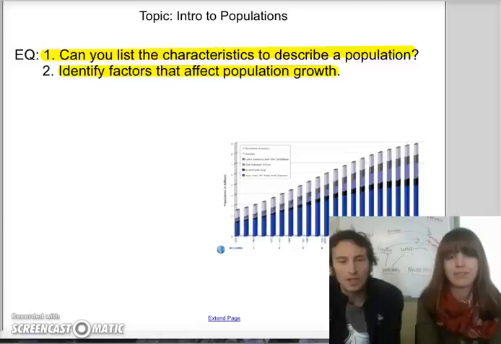All right, so we're still in ecology, and tonight we're going to be talking a little bit about populations. And remember, a population is a group of the same species, and we're going to try and describe populations and their characteristics by identifying factors that affect population growth.